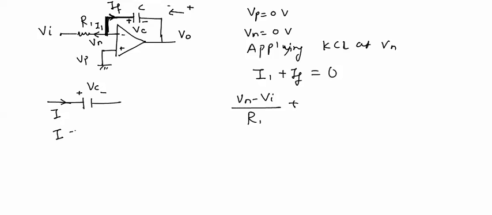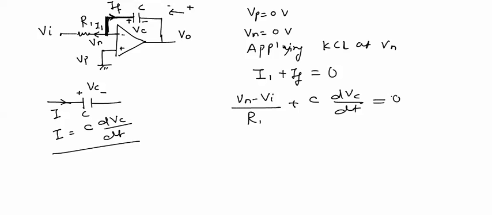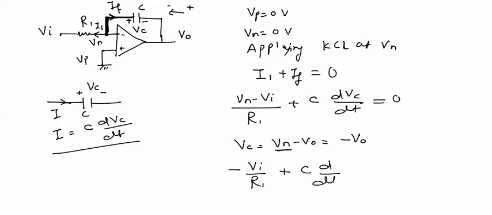So the current equation is written as I equal to C into dVc by dt. The same equation will be used here. So we get IF equal to C into dVc by dt. And from the circuit we know that Vc equal to Vn minus V naught will be equal to minus V naught because Vn is equal to 0. So this equation can be reduced as minus Vi upon R1 plus C into d by dt of minus V naught will be equal to 0.